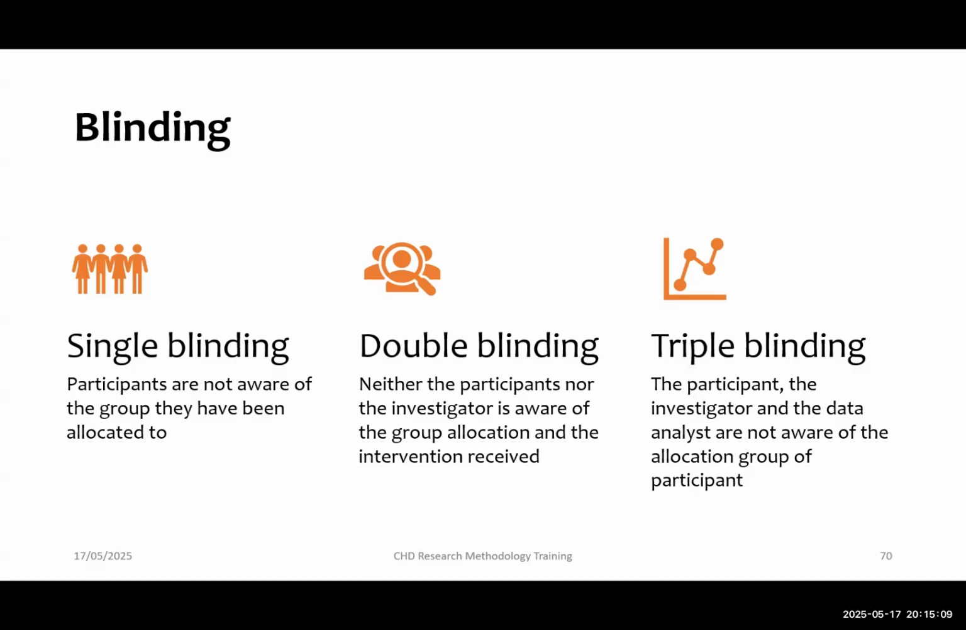So single blind is the participants. Double blind is both participants and the observer. Triple blind is where the participants, observer, and analyst are not aware of who belongs to which group. And when this is done, results that are triple blinded actually have more validity than those where people know who is in the different groups.